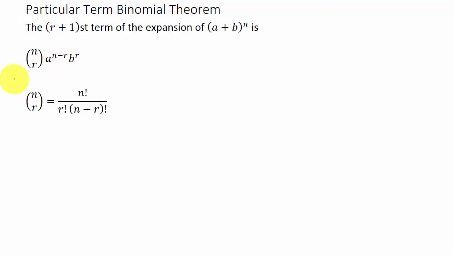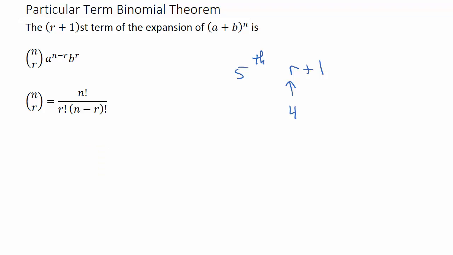Okay, so you've got to pay real close attention here, because if they ask you to find, say, the fifth term, remember, finding the fifth term, the 5 is r plus 1. So what would r be? R would be 4. And so we would plug 4 into our formula here. So that's where you've got to pay close attention.